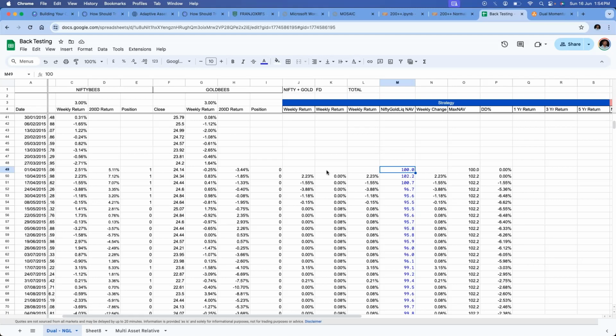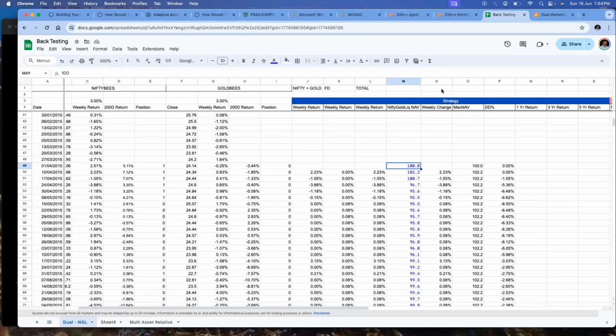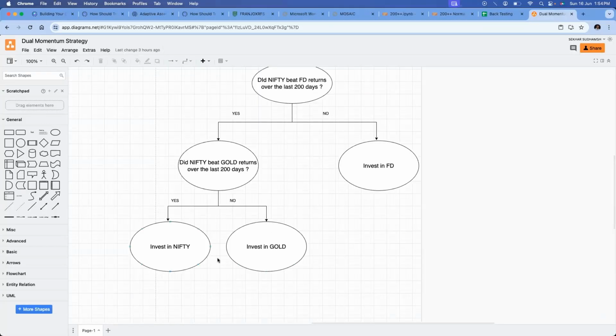Now, how do we get weekly returns of the strategy? There are two parts. One, you can get your weekly returns by investing in one of the assets. So let's say if the signal gives Nifty, then we invest in Nifty. Or if the signal gives invest in gold, we invest in gold. So these are both complementary.